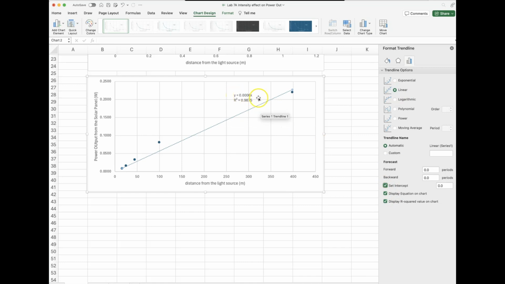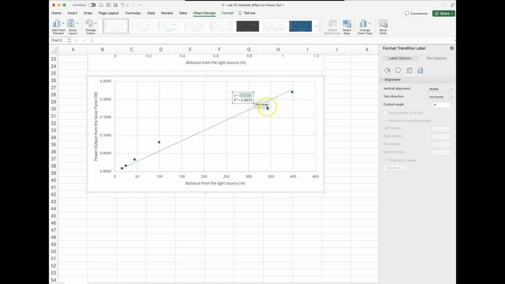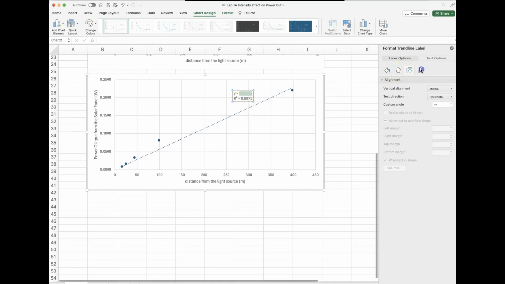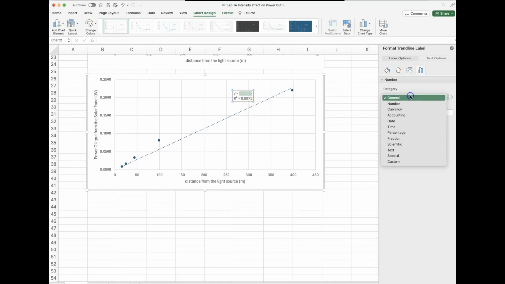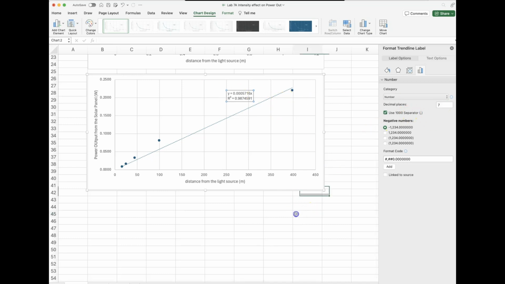I also want to show you, you see how this only has 1 sig fig? I can show you how to fix that. If you click on the box for the equation of the trend line and click on here, you can change this to number, and you can change the number of decimal places. That's only 4. Let's say I want 7, which is kind of goofy, but it'll give me 7 decimal places if that's what I want. So you can add decimal places.